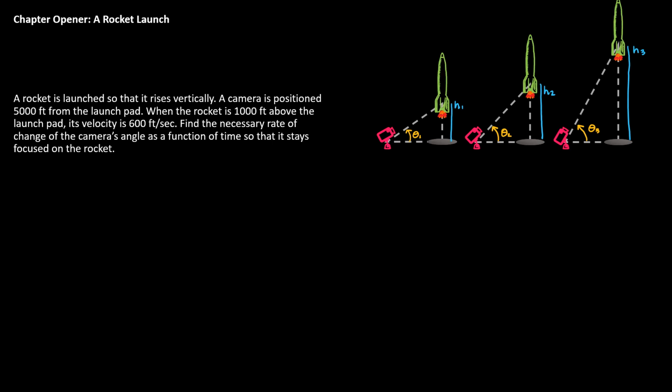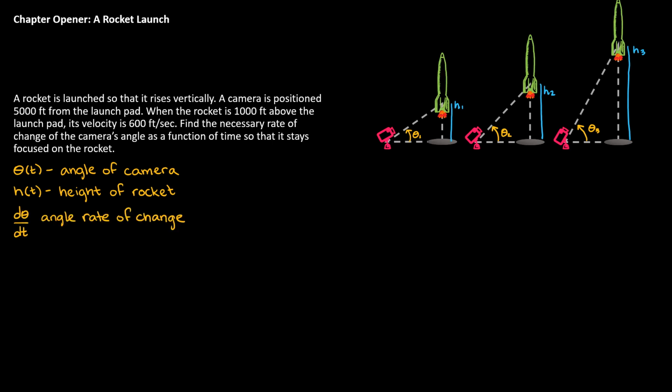There are other quantities that are changing, but we don't actually need them to answer the question that we're being asked. We do need to know that the angle of the camera is changing as a function of time, and that the height of the rocket is changing as a function of time. Each of these quantities has a rate of change, so the rate of change for the camera's angle would be d theta dt, and the rate of change for the height of the rocket would be dh dt.